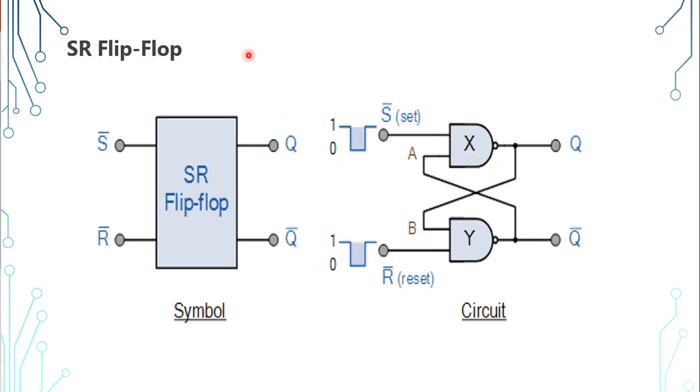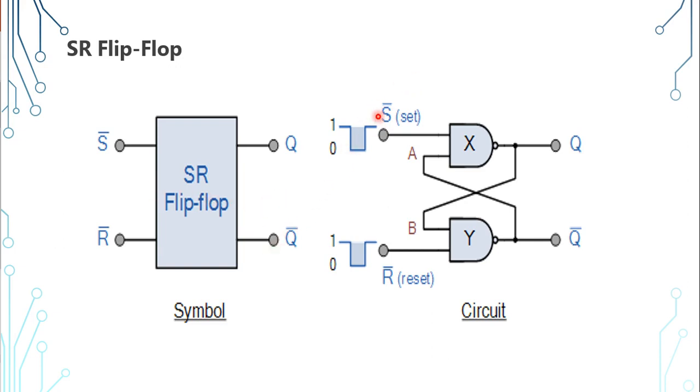So this is the SR flip-flop. This is a simple example of a sequential logic circuit. The SR flip-flop, also known as the SR latch, can be considered as one of the most basic sequential logic circuits possible. This simple flip-flop is basically a 1-bit memory bistable device that has two inputs.